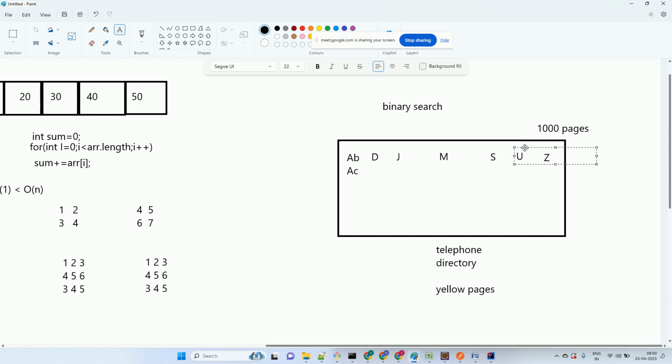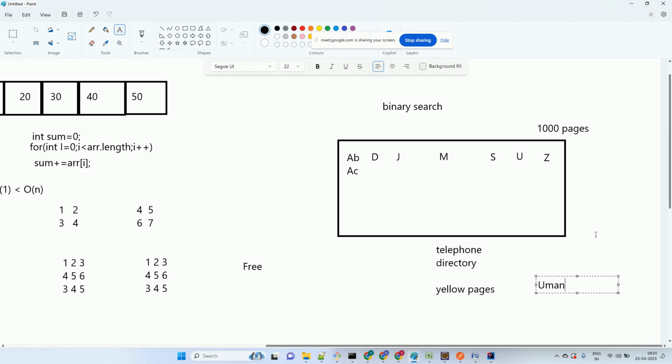So now, this is given free of charge. People don't charge for this. So you can take 10 telephone directories and do whatever you want with them. So let's say now someone wants to search for any U name. Let's say someone wants to search for Umar.